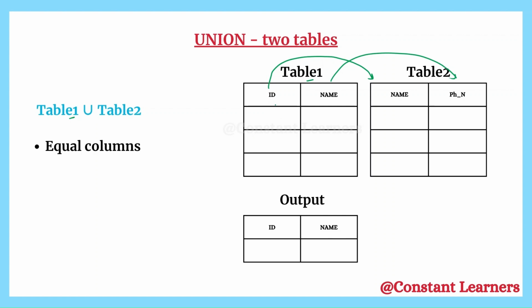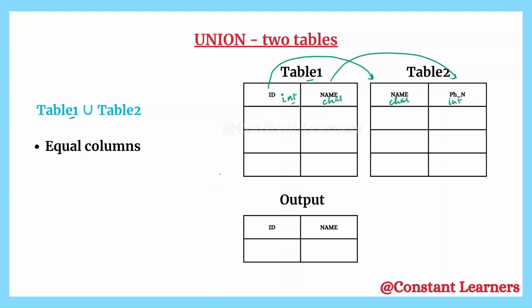Now, the first column here is ID, whose domain is int. That is, it's going to accept only integer values. I've already explained what is a domain of a column, right? So here, it's going to accept only integer values. And the domain of name is char. That is, it's going to accept only characters, right? But here, the name has char as the domain and phone number has integers, right?